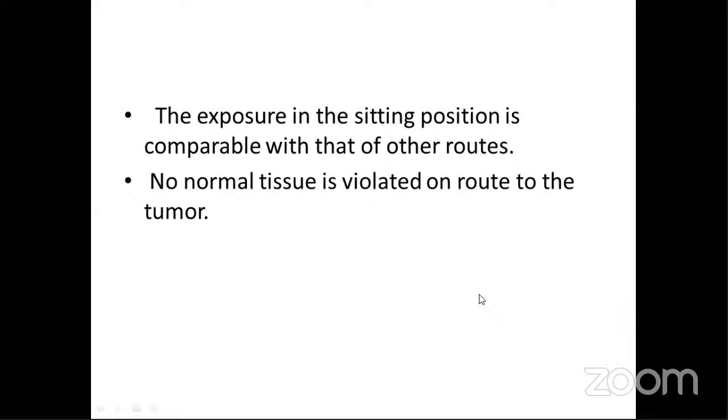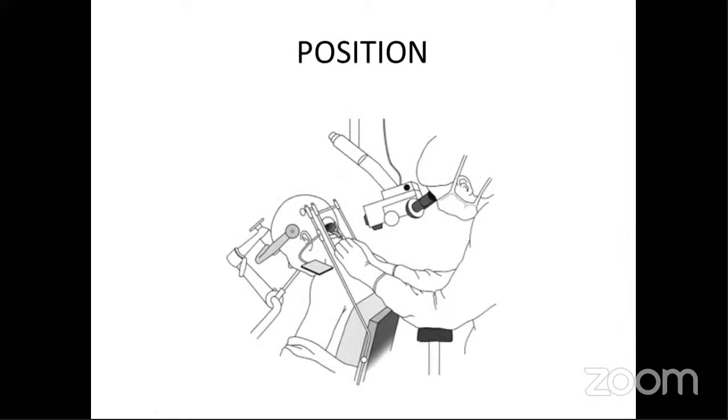For this supracerebellar infratentorial approach, this is a naturally occurring corridor, so you do not have to dissect or violate any of the normal tissue while going through this approach. You just have to do an arachnoid dissection and you will enter a natural corridor and go straight up to your area of interest.